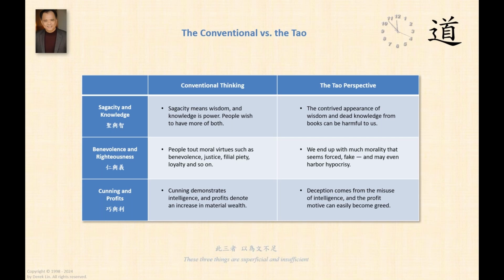So for all of these reasons, Lao Tzu would say these three things are superficial and insufficient. That is why he needs to provide a prescription for the cure that will help us with the problem of having Tao being neglected in the world. A prescription that will basically point to a path to return to the Tao.